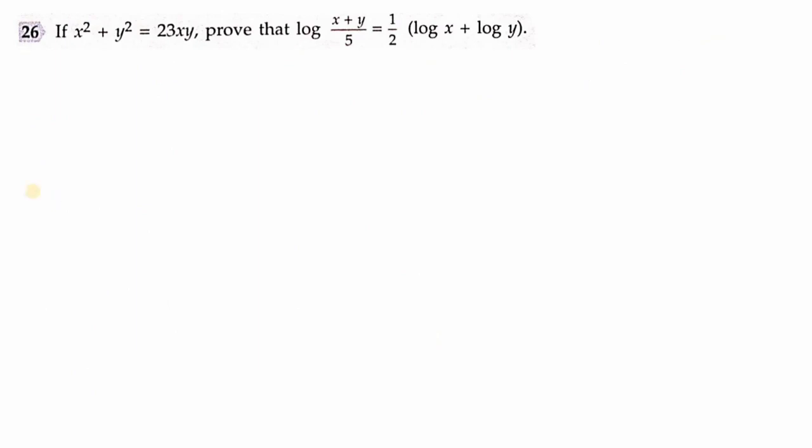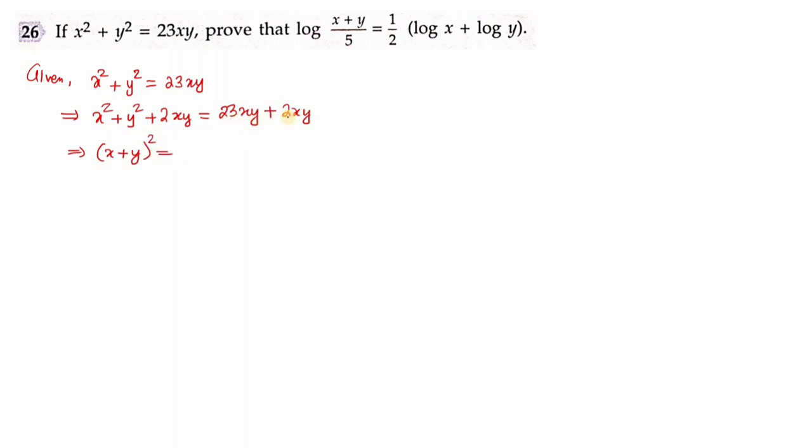So here is another question. Given is this, and you need to prove this. Let's see how to do this. Given is x square plus y square is equal to 23xy. I'm going to add 2xy on both sides. So x square plus y square plus 2xy is equal to 23xy plus 2xy. Now on the left hand side, this is the direct formula of a plus b whole square. So this is x plus y whole square, and on this side 23xy plus 2xy is 25xy.